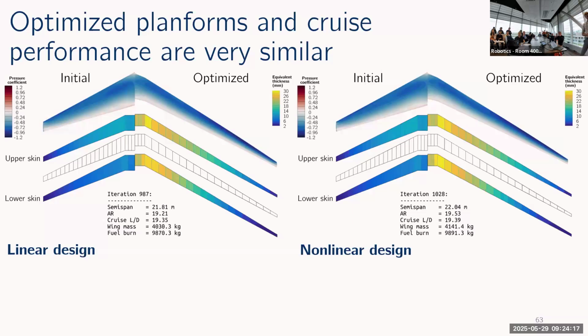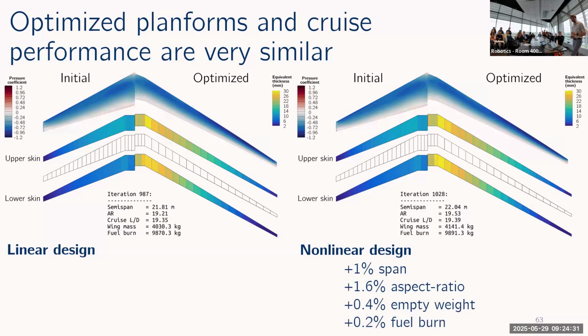All right, so here are the 2 optimized results with the linear model on the left and the nonlinear model on the right. And if you're having trouble telling them apart, that's not your fault. That's because they are incredibly similar. So in terms of the planform, the nonlinear wing has a slightly higher span and aspect ratio, 1 to 1.5%. But in terms of the overall performance that we're optimizing, the fuel burn, the difference in performance here is only 0.2%.